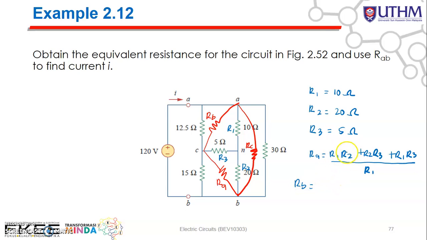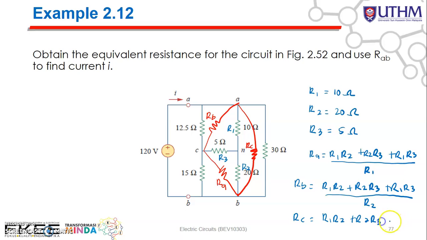So RB, the numerator remains the same. So you have R1, R2 plus R2, R3 plus R1, R3 divide by RB, and RB at the denominator is R2. Okay, so RC is equal to R1, R2 plus R2, R3 plus R1, R3, divide by R3, because point C is connected to R3, so the denominator becomes R3.